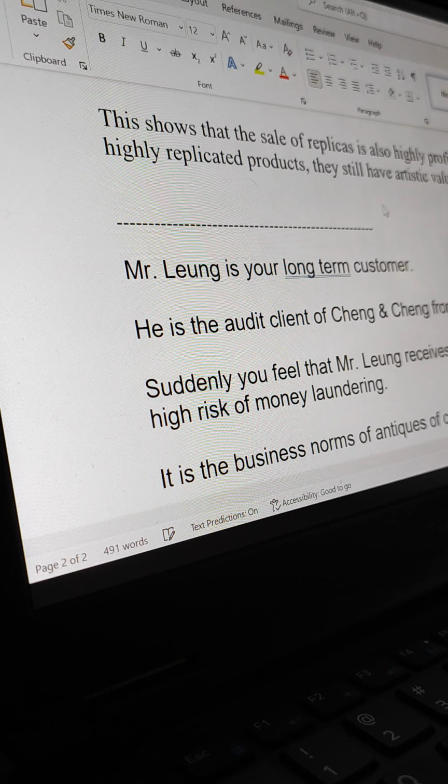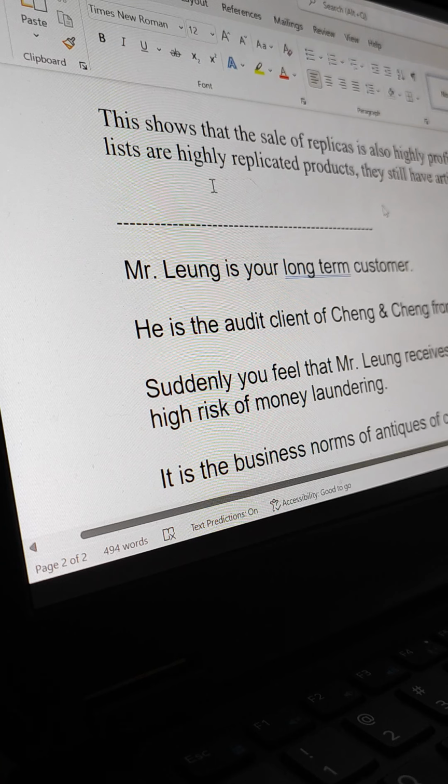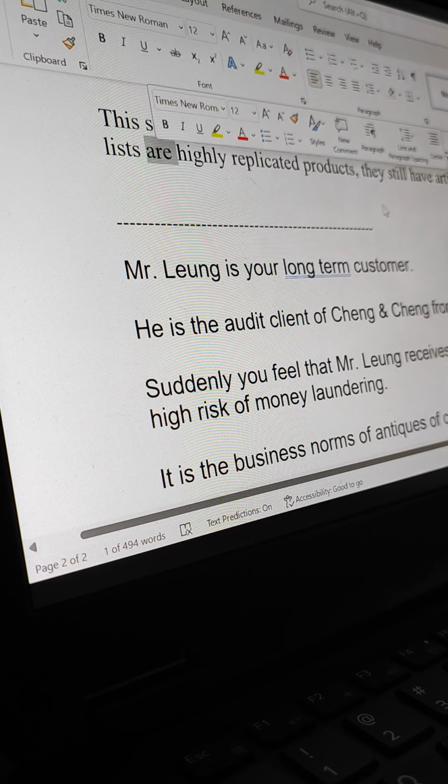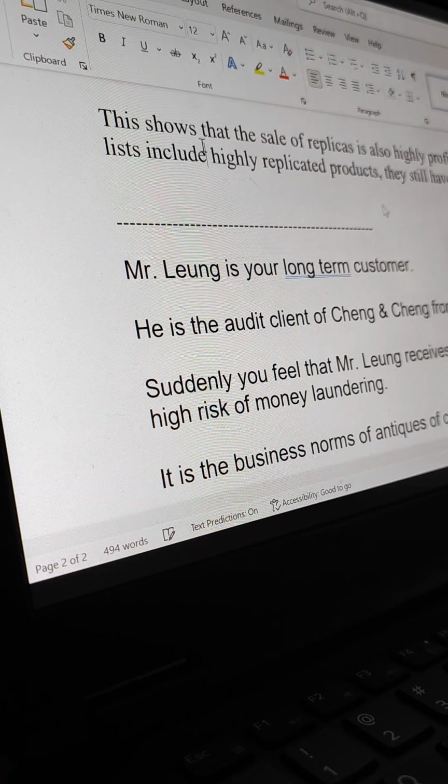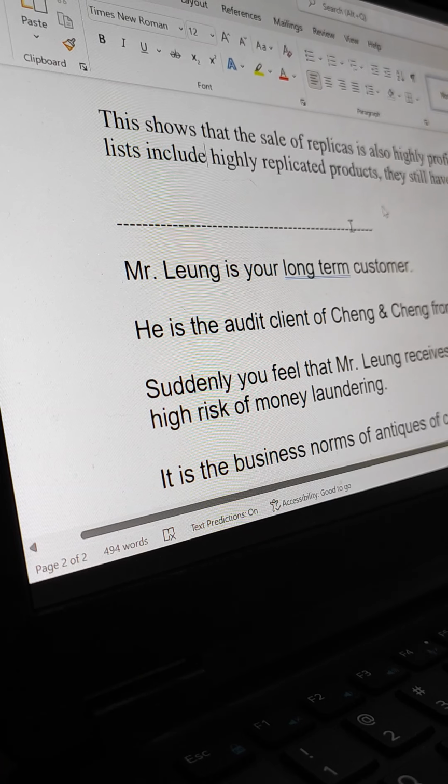And that even though the inventory lists include... He has some real antiques. Yes, he has real antiques. I remember, because you said to me last time. So that's why I've changed to "include".